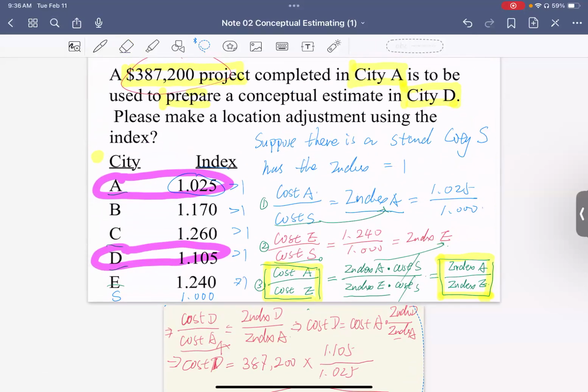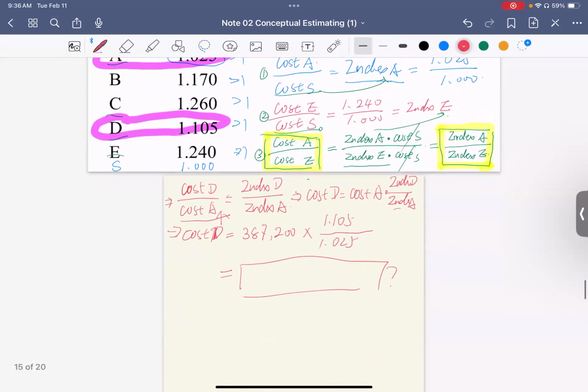I got 417,420. 417 and 420. 0.4878. So we can round this up. We don't need this number. Okay. So for this conceptual estimating, you just put in the integer number for the final result, which will be fine.